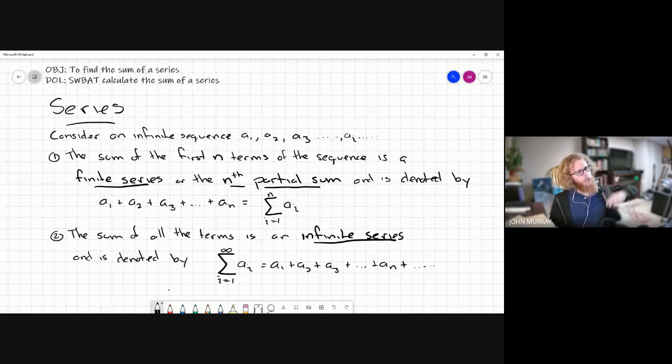And I also mentioned this yesterday. If we add up all the terms, we call that an infinite series. And the only difference between this and this is our upper limit is infinity instead of whatever number we choose.